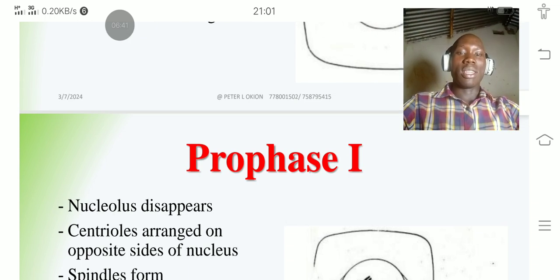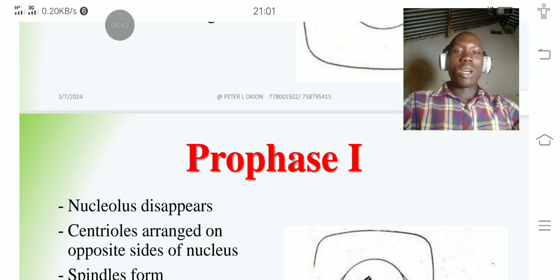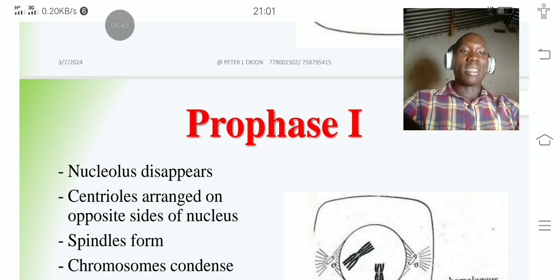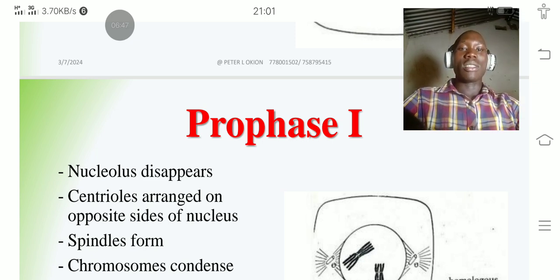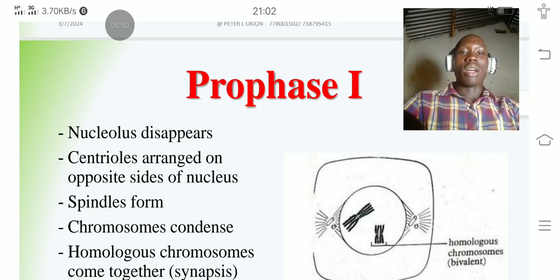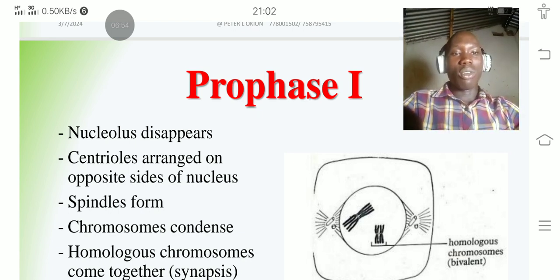So let's start with prophase 1 in meiosis. In prophase 1, the nucleolus disappears. Centrioles are arranged on the opposite sides of the nucleus. Spindle fibers start to form.